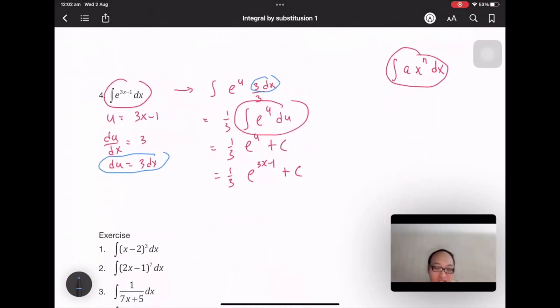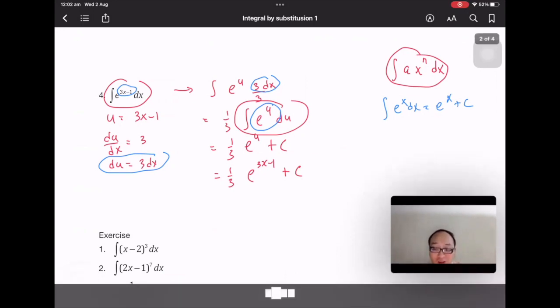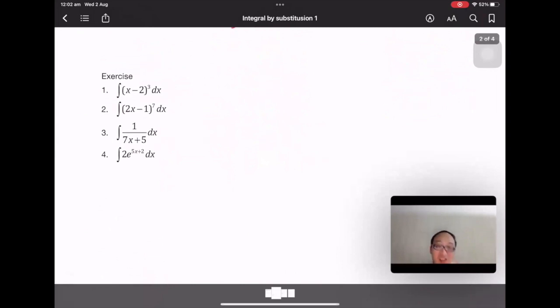And for the last part, because we know that integral e to the x dx is e to the x plus c, that means we have to change the power so that we have integral e to the power of u du. So that's the idea. How do you choose which part should be substituted? This is an exercise, you can try it.